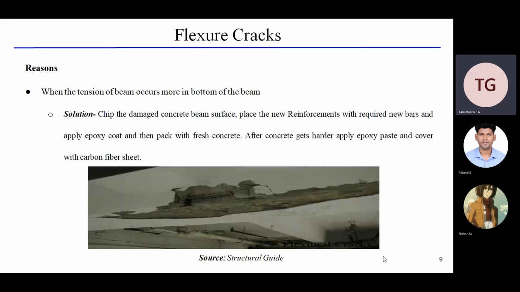The reason for flexure cracks is that the tension in the beam occurs more at the bottom of the beam. The solution recommended for flexure cracks is to chip the damaged concrete at the surface, place new reinforcement with the required new bars, apply an epoxy coat, and then pack with fresh concrete. After the concrete gets harder, apply the epoxy paste and cover with carbon fiber sheets.